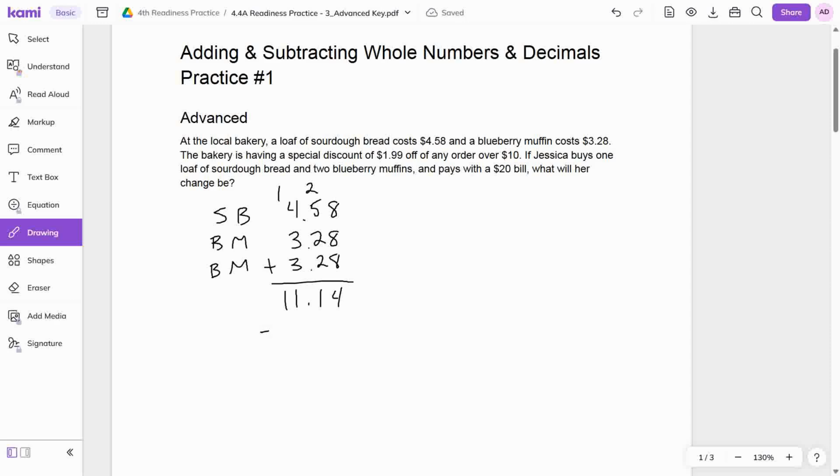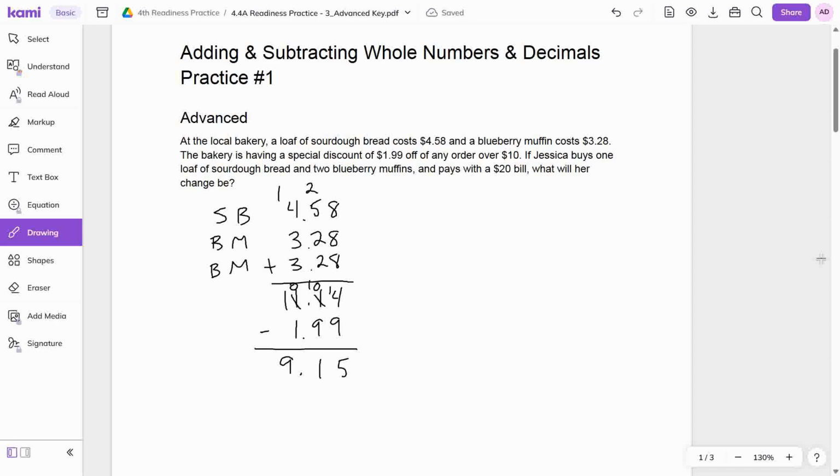I'm going to take off the $1.99. So that means I need to subtract, which will mean a lot of regrouping here. So take away a dime. Break that up into 10 pennies. Now I've got 14 pennies. 14 minus 9 is 5. Need to take away 9 dimes. I don't have any dimes. So let me take away a $1 bill, break it up into 10 dimes, excuse me. 10 dimes minus 9 dimes is 1 dime. And then I've got $10 minus $1 is $9. So now it's $9.15.